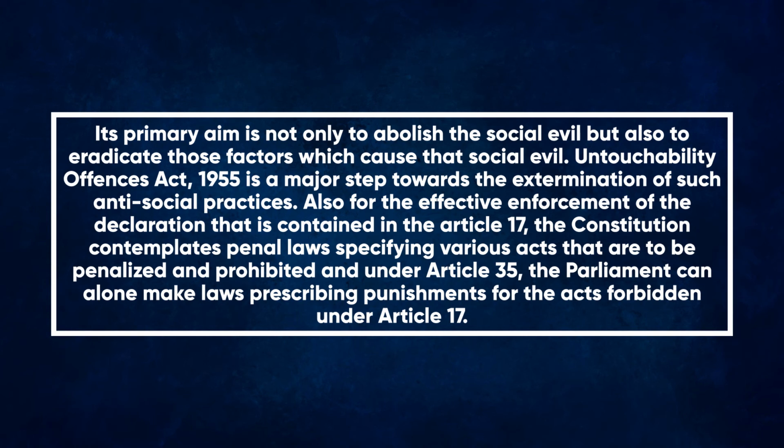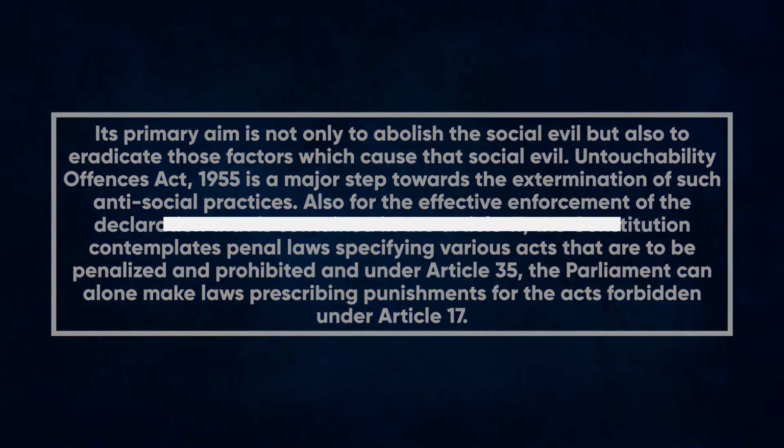The Untouchability Offences Act 1955 is a major step towards the extermination of such antisocial practices. So for the effective enforcement of the declaration contained in Article 17, the Constitution contemplates penal laws specifying various acts that are to be penalized and prohibited under Article 35. The Parliament alone can make laws prescribing punishments for the acts forbidden under Article 17.